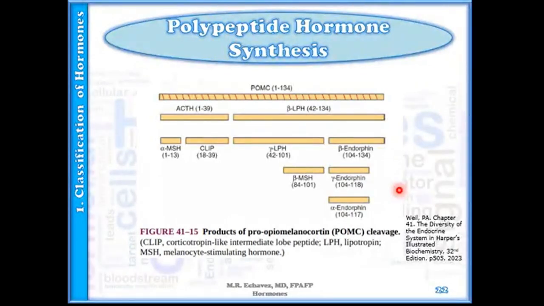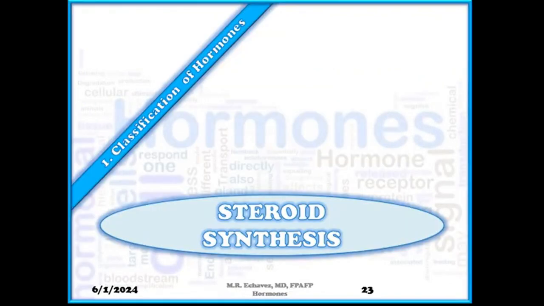Mutations of the alpha MSH receptor are linked to a common early onset form of obesity. So this observation has directed additional attention to the POMC peptide hormones in recent years. We now proceed to steroid synthesis.